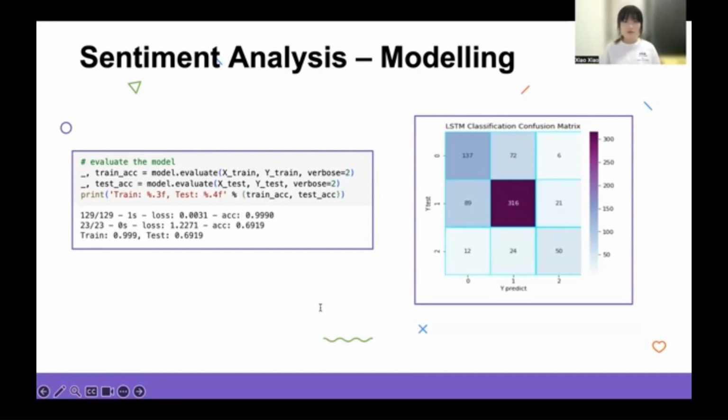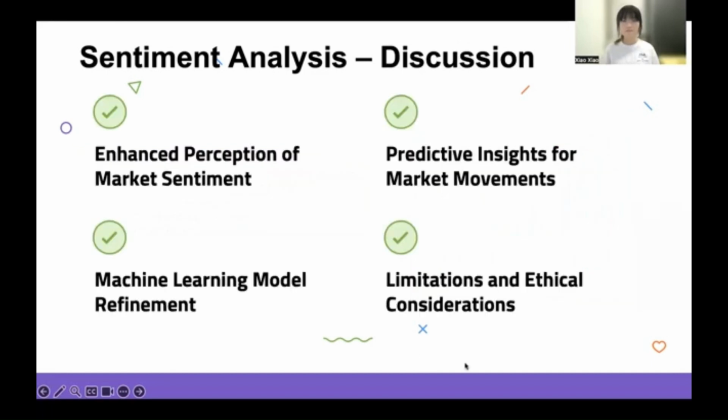The results of the confusion matrix indicate that although the model predicts relatively accurately on the neutral category, it has some challenges in distinguishing between positive and negative emotion.